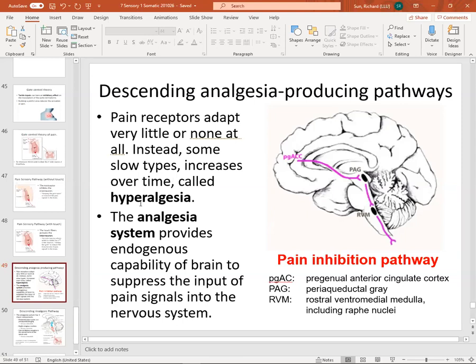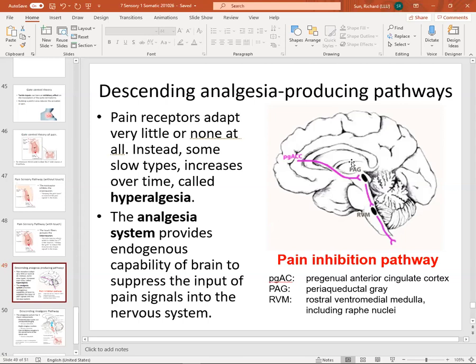It's called hyperalgesia. The pain becomes even more painful because sometimes this pain triggers these arousing centers, and the pain affects the entire brain. So it's very painful. Now that will push the person to activate the intention from the frontal cortex that will trigger this pathway. This is the descending analgesia pathway.